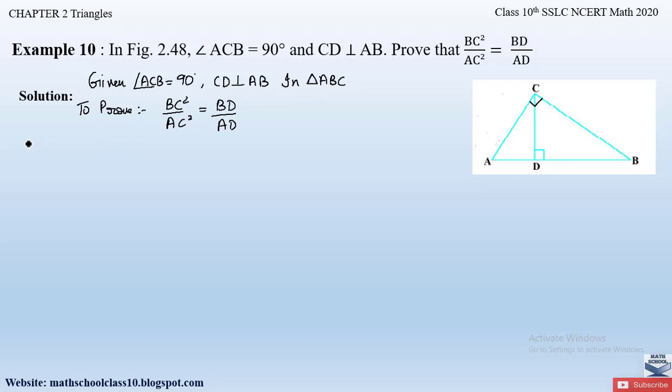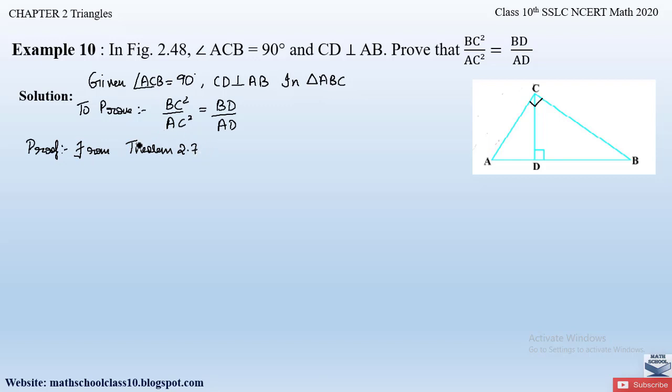So in the proof, let us write down: by theorem 2.7, we can say that triangle ACD is similar to triangle ABC, and triangle BCD is similar to triangle ABC, and also these two triangles, that is ACD, is similar to triangle BCD. That is from theorem 2.7.